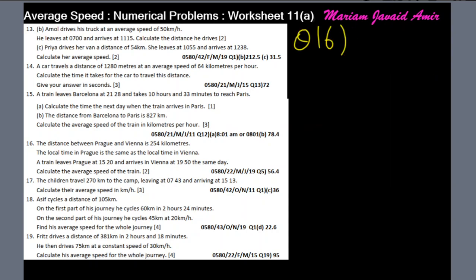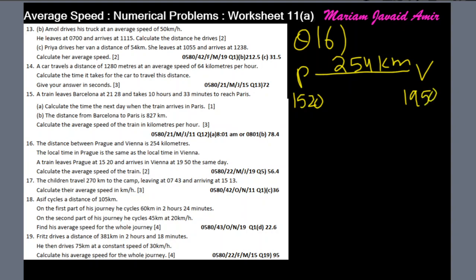Question number 16. The distance between Prague and Vienna is 254 kilometers. So distance is 254 kilometers, and the local time in Prague is the same as local time in Vienna. That means we don't have to apply any time adjustment. A train leaves Prague at 15:20 and arrives in Vienna at 19:50 the same day. Calculate the average speed. So first we need to find the time lapse between 15:20 and 19:50.